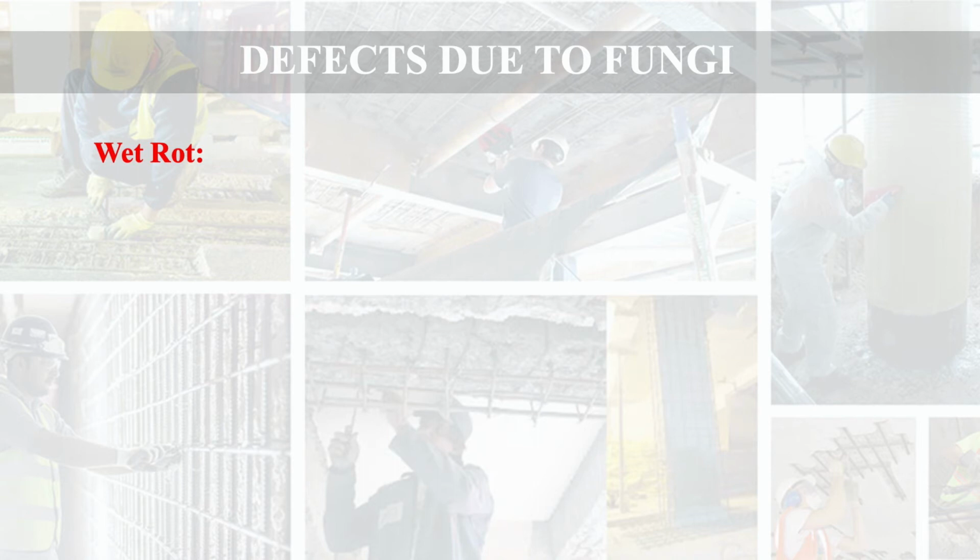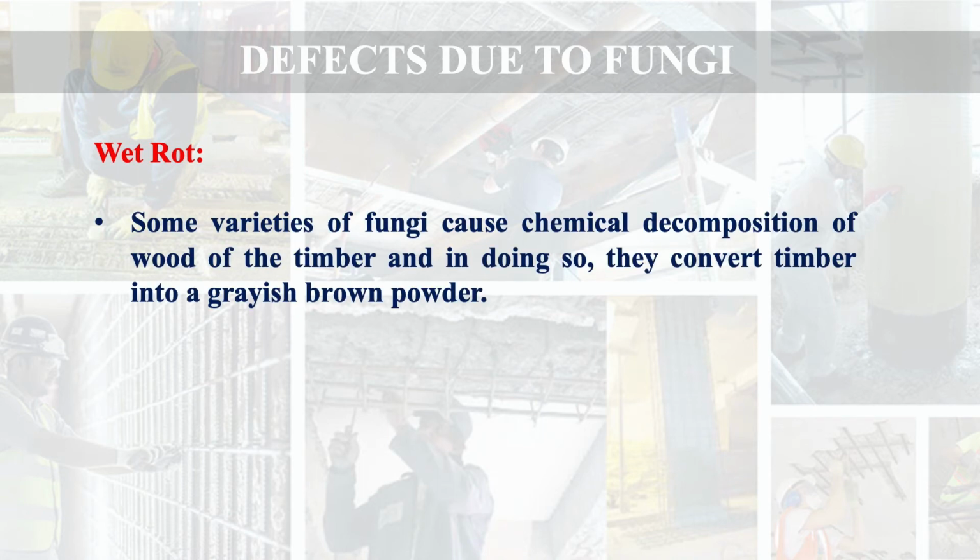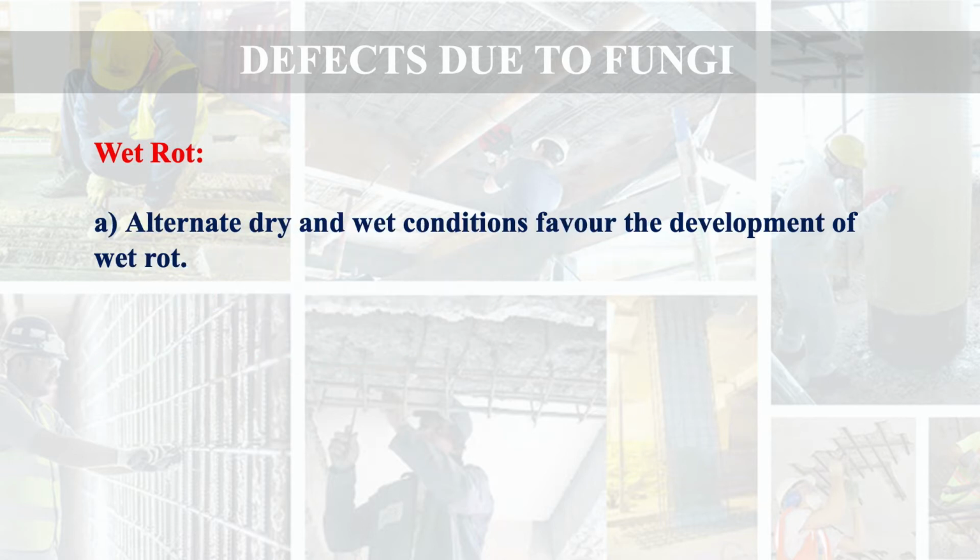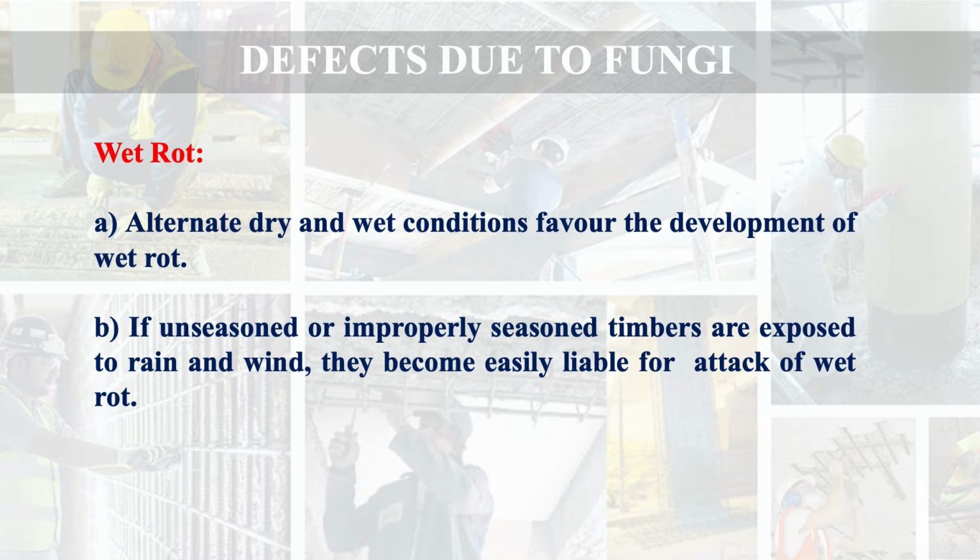Now let us discuss wet rot. Some varieties of fungi cause chemical decomposition of the timber, and in doing so they convert timber into a grayish brown powder. This is known as wet rot. Alternate drying and wetting conditions favor the development of wet rot. If unseasoned or improperly seasoned timbers are exposed to rain and wind, they become easily liable to attack by wet rot. So these are the conditions when wet rot may develop.